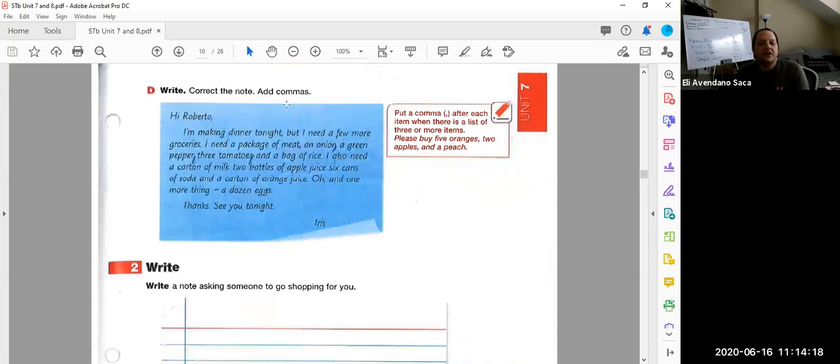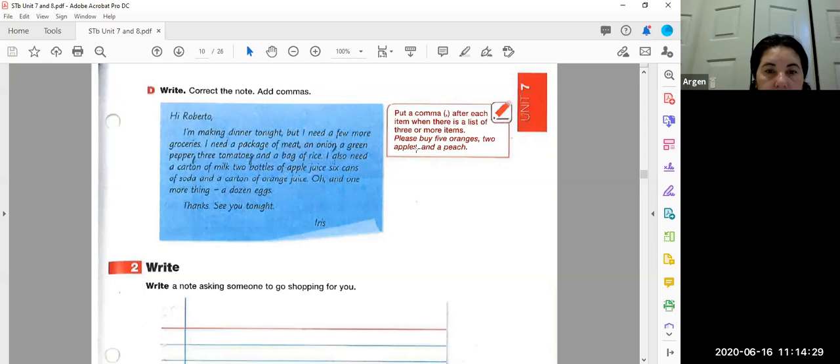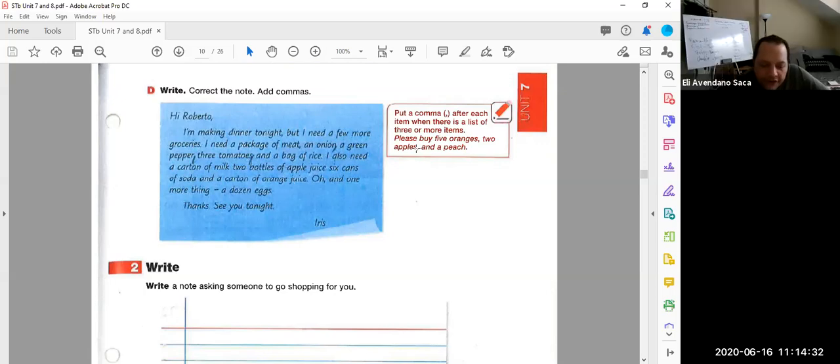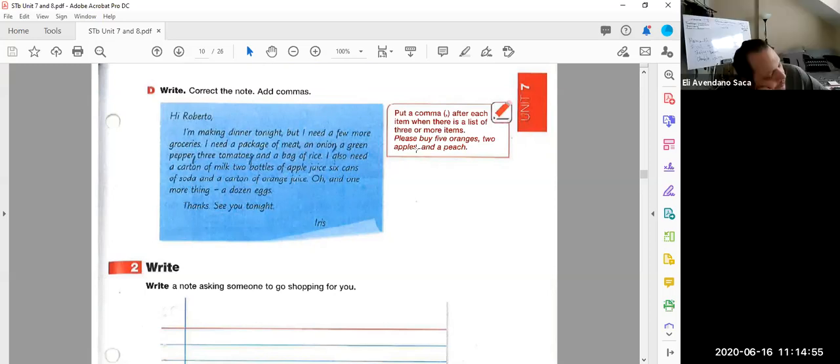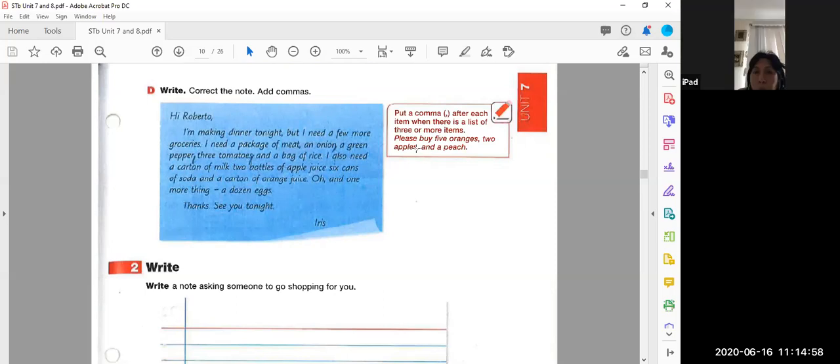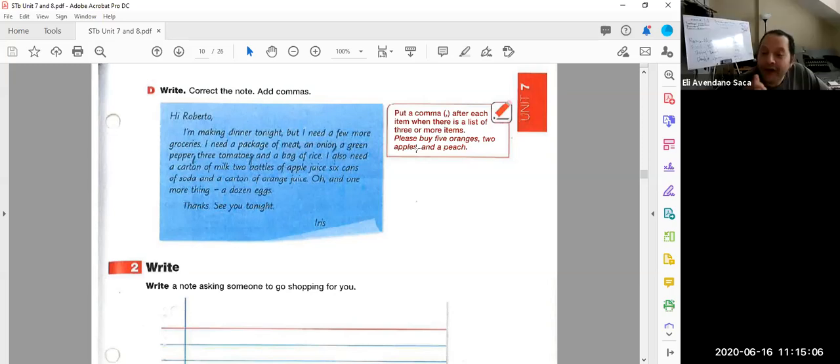All right. So I want you to correct the note adding commas. So when do we use commas? When do you need to make a pause? A pause? Mm-hmm. When else? When do we need a comma, people? What else? When you separate the... Excuse me? When we use it for more items, a list of items, right? We have several items, right? So it's the list, right? Mm-hmm. Very good, Monica, okay?